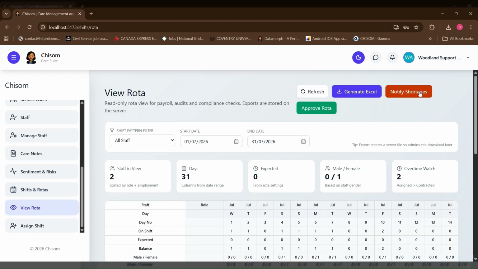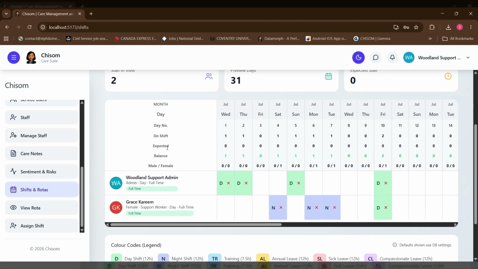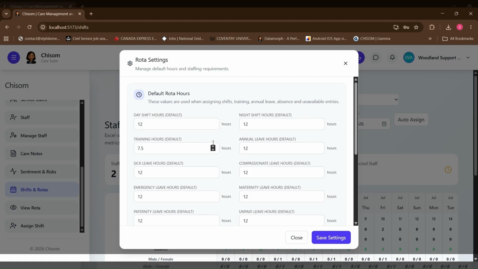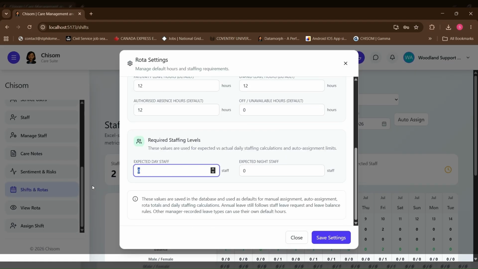This is where you can notify shortages. How does the system know that there's a shortage? If you come over to this rota, you'll be able to see where it shows expected and on shift. So how do you put expected? You go to settings, and let's say for instance, for day staff, I'm expecting 50 staff, right? Then for night staff, I'm expecting 9 staff. Then I save it there.